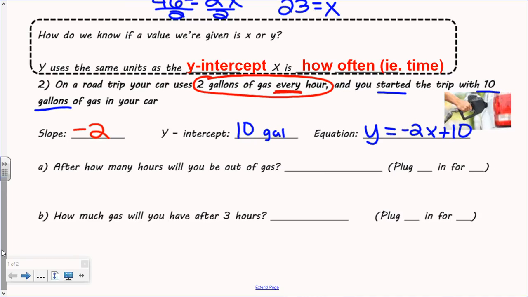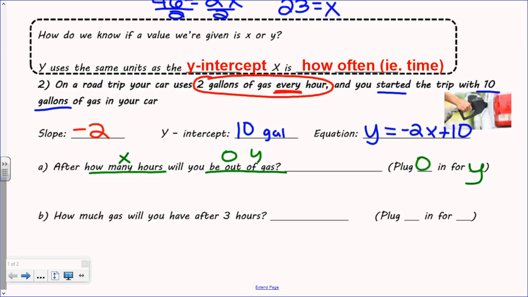And so now we want to know after how many hours will you be out of gas? We're looking for hours, that's a time thing, so that means we're looking for x. Now, if you're out of gas, that means you have no gas, meaning you have 0 gallons of gas. So for this, we're going to plug in 0, and that's your y value.